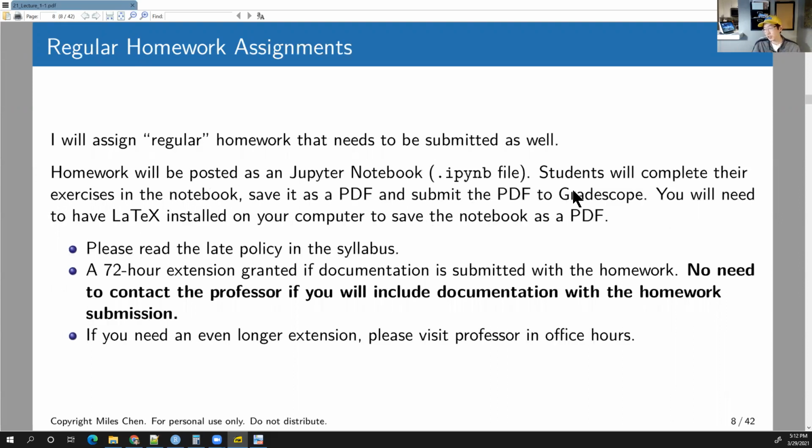Okay. And then I'll also have just kind of regular homework assignments where I ask questions and you have to answer them. And these homework assignments will be posted as Jupyter notebooks. Okay. And what you'll do is you'll complete the exercises in the notebook, and then you'll save them as a PDF. You'll save them as a PDF, and then you'll submit your PDFs via Gradescope. Okay, and so I'll have links to Gradescope where you can submit your homework.